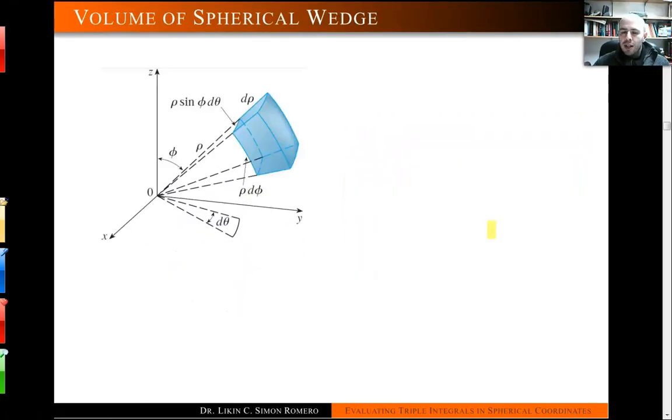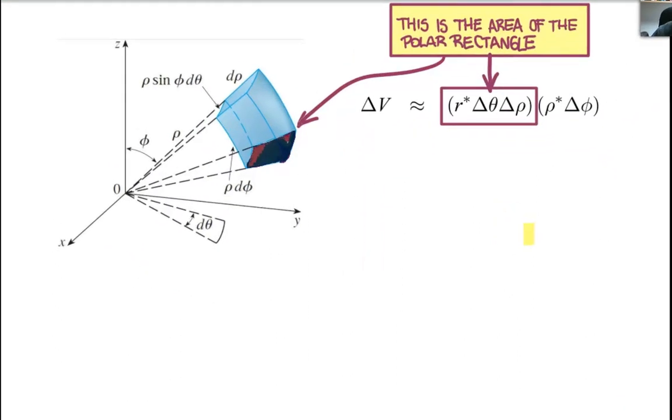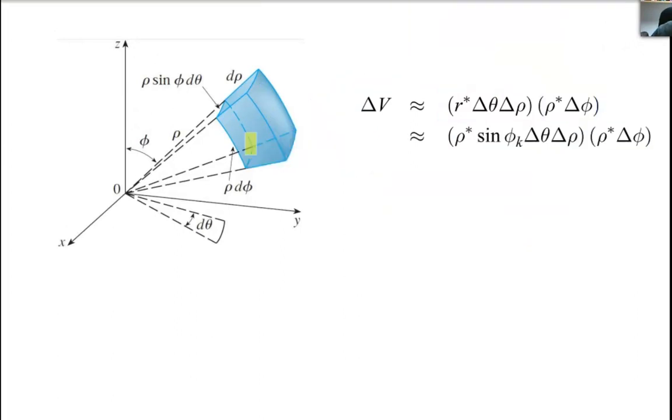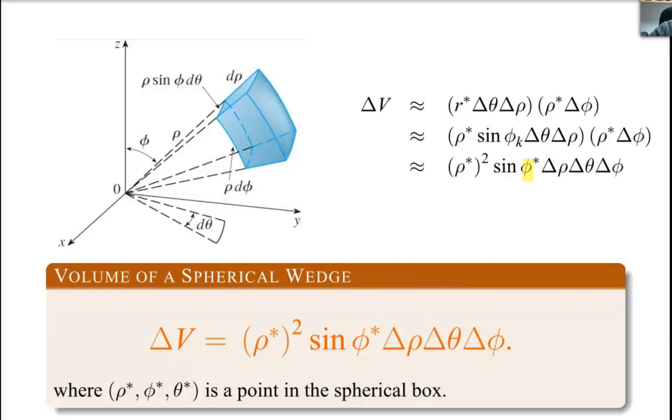The volume of a spherical wedge can be approximated by these, where the first one is the area of the polar rectangle, and the second one is just going to be an approximation of the height. First of all, I can expand this r. This r was obtained from the formula for polar rectangles, and then we are going to obtain rho sine of phi k. Let me just call it phi star at this moment. The volume of the spherical wedge is not exactly equal, but it can be approximated by this. Or if we pick a particular point, we can get that the volume is equal to that. And you can prove that.